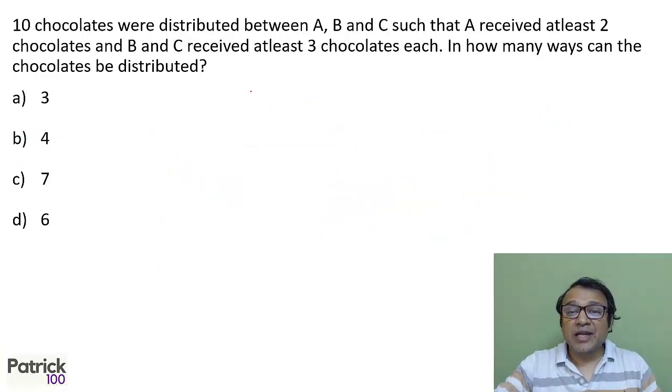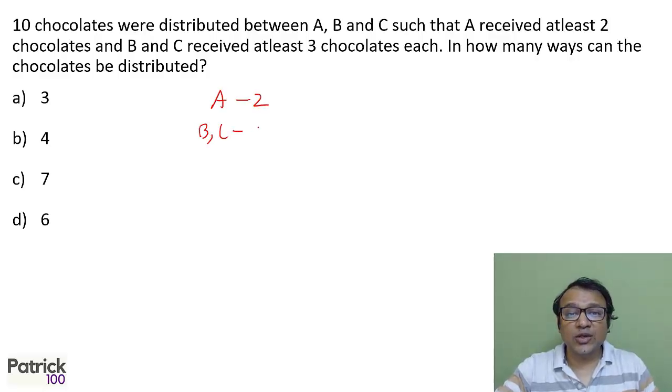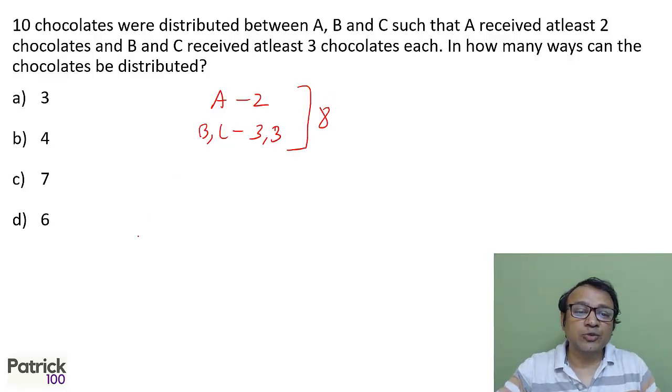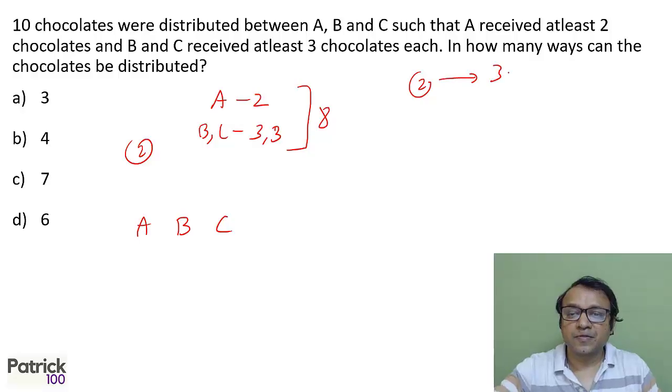10 chocolates were distributed between A, B and C such that A received at least 2 chocolates and B and C received 3 chocolates each. So a total of 8 chocolates are already distributed. So you have to distribute 2 more chocolates between A, B and C. It's possible that both the chocolates are given to one person. It can go to A or B or C, so that is 3 ways. Or you give 1 and 1 chocolate to 2 people. You can give 1 chocolate each to AB, or BC, or AC. Again 3 ways. So total 6 ways.